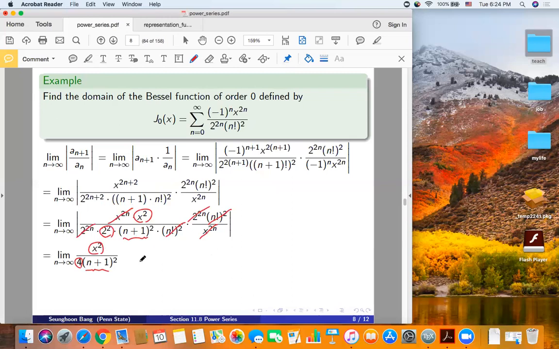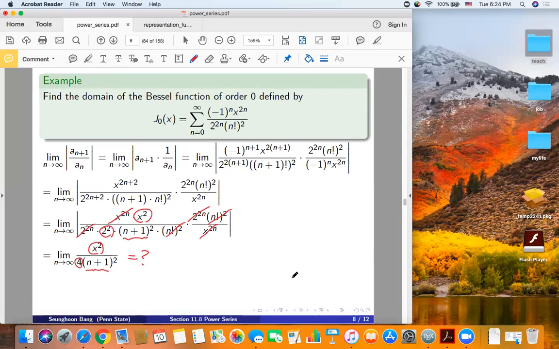So what is the answer? What's the limit? X squared over 4 times n plus 1 squared is 1 over 4. Is it right? Is it 1 over 4? So what do you think? 1 over 4? 0? The answer is 0. So really be careful.